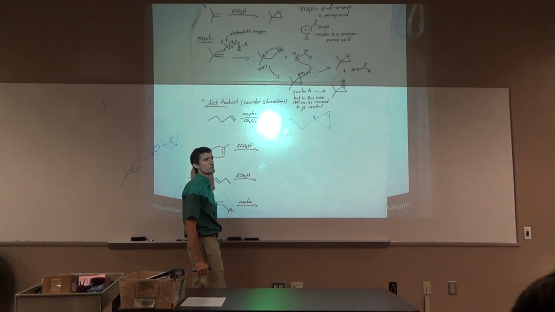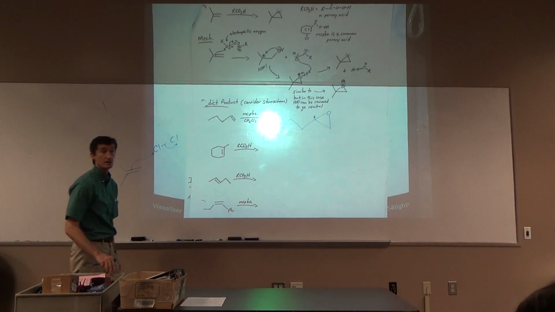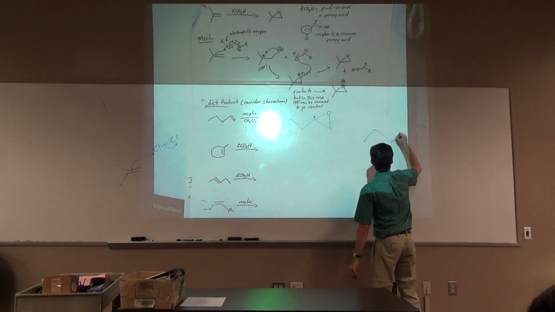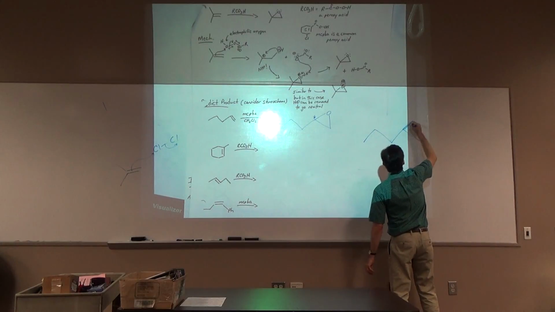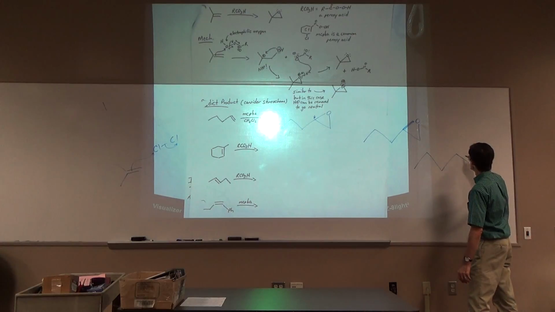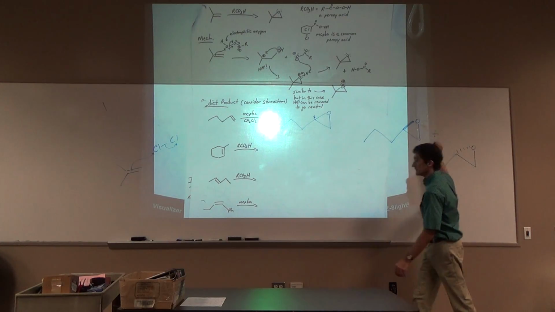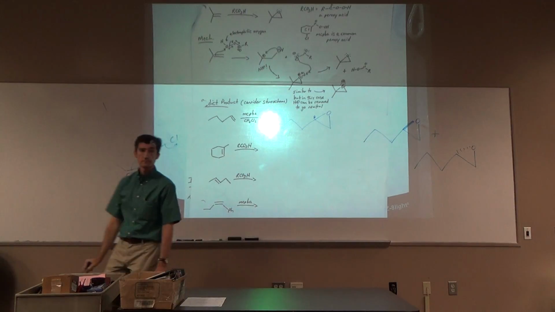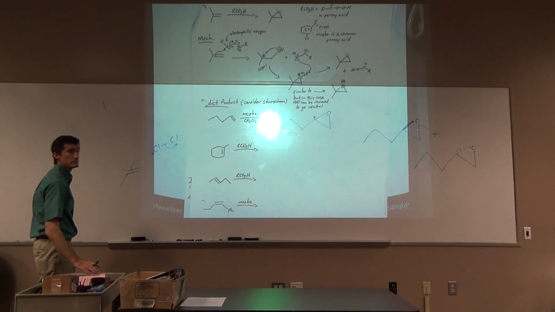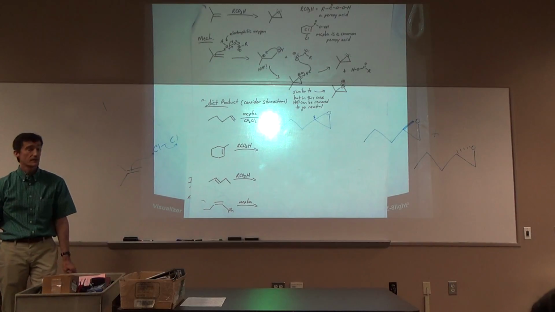Actually, it could show the dashed and bold, but it's going to be a 50-50 mix. Racemic means 50-50. I mean, you actually get a product that looks like that, and you also get a product that looks like that. You get both. Again, we'll talk more about that later.